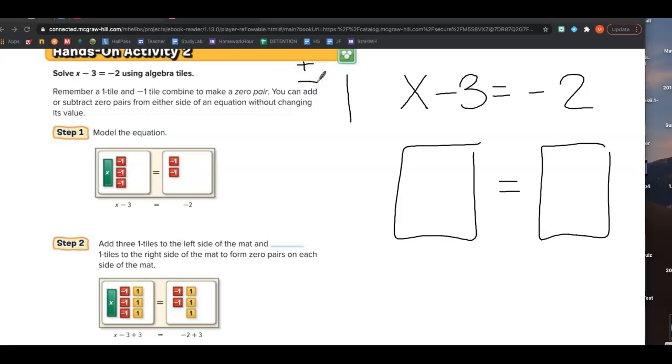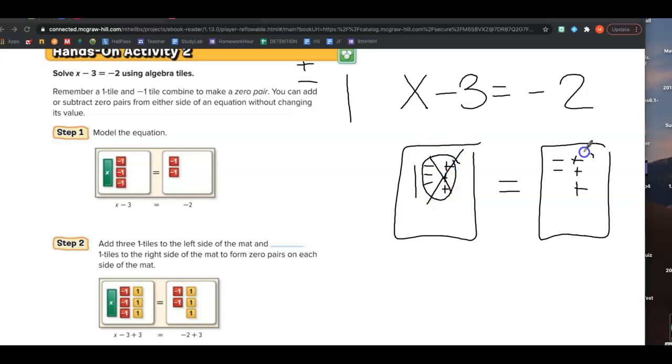Okay? So I have x minus 3. Is everybody good with that? Right? And then 2 equals negative 2. Good with that? I need to solve for x. First of all, what is with x? 3 negatives. So how do I get rid of them? 0 pairs. How do I make 0 pairs with 3 negatives? I need 3 positives. So let's add 3 positives. What you do to one side, you have to do to the other, so I add 3 positives. Now I can get rid of my 0 pairs.